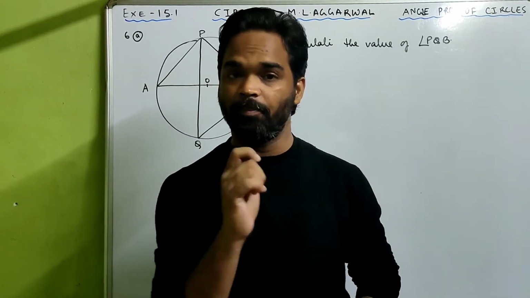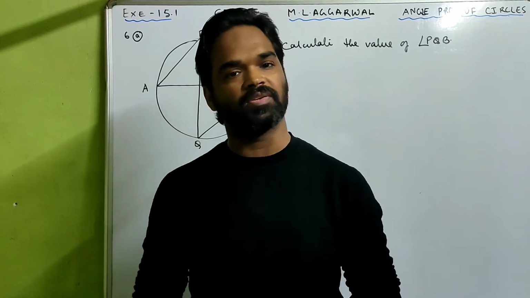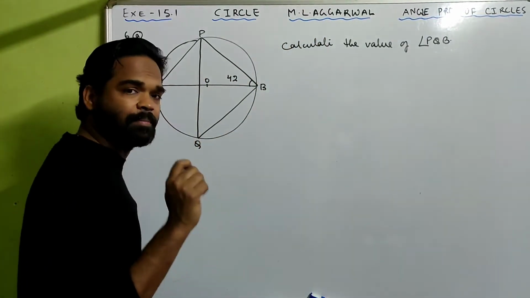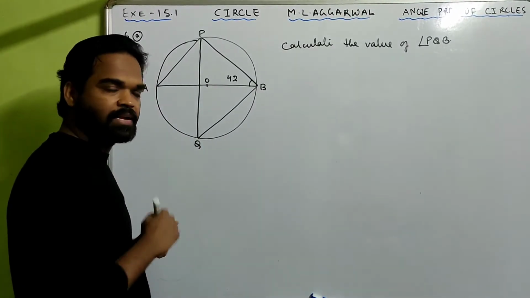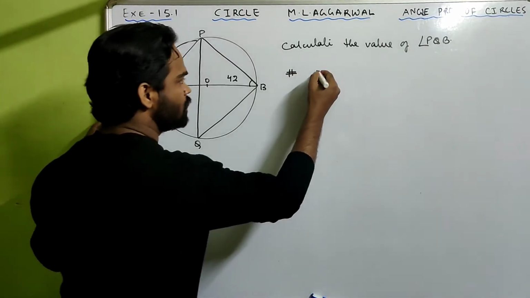Hi kids, in a previous video, we did the proof for the theorems on angle properties of circle. We also did exercise 15.1 till sum number 5. Let us continue from sum number 6. Just a recap of the main theorem.